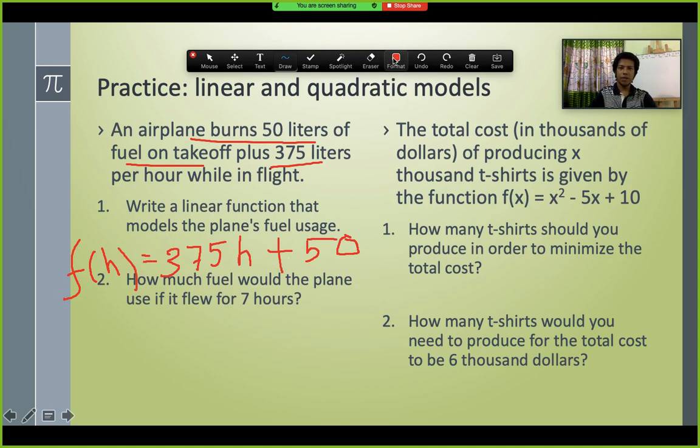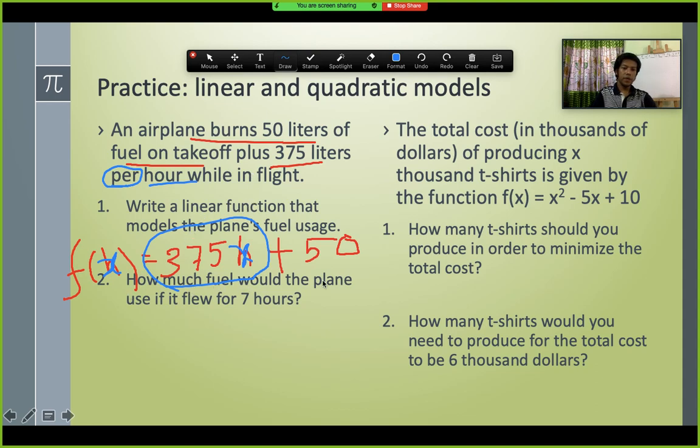You can say, sir, I don't like h here, I want to give x. Then you have to give x here. So this is the function. Now, how do you know that? There is another technique. How do we know that this 375 will be with the x? The reason is this word, per hour. If you see this kind of word, per hour, each hour, every hour, that means this hour is the variable, and this value will go with the variable.